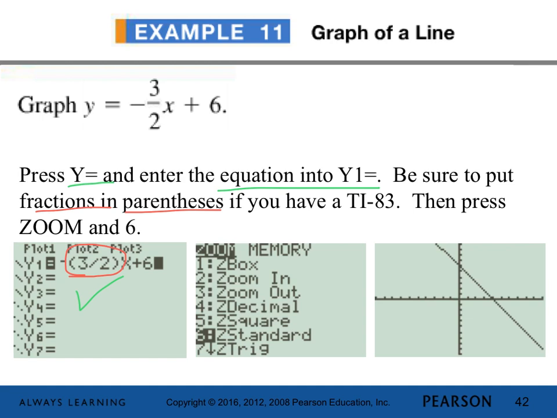Then you're going to press your zoom, which is here, and you're going to choose option 6 in this case because we just want a regular standard -10 to 10 in both x and y directions graph. And when you hit that number 6, you'll actually get the graph that you see here.